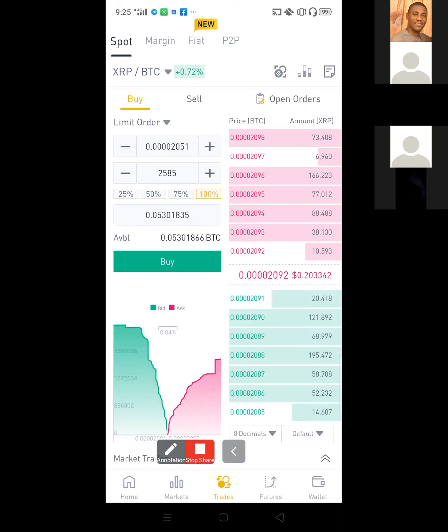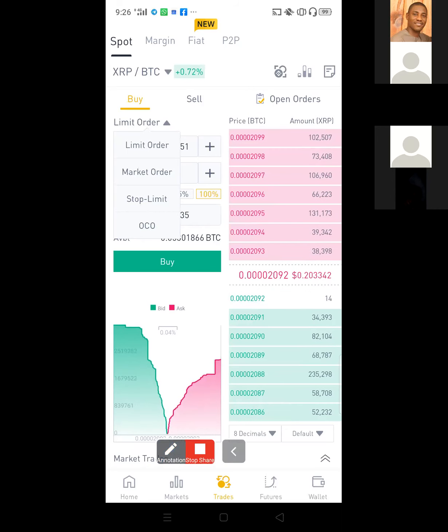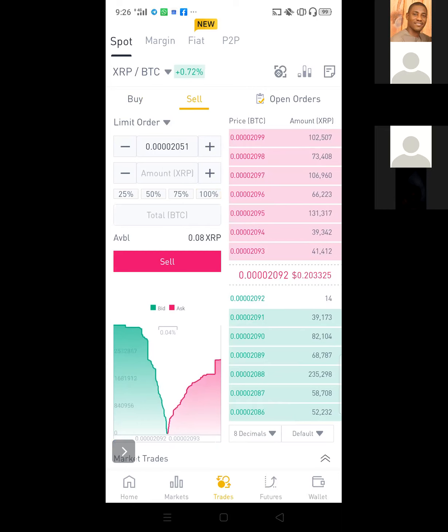Now, the next thing is we're going to treat sell. Sorry, let's come back to buy first, and let me explain market order. Market order is instant execution. I hope you know that. So the current price of Ripple now is 2,094 Satoshi.